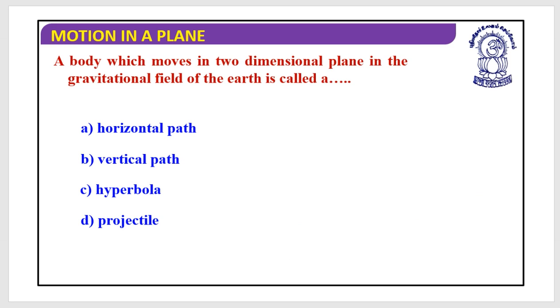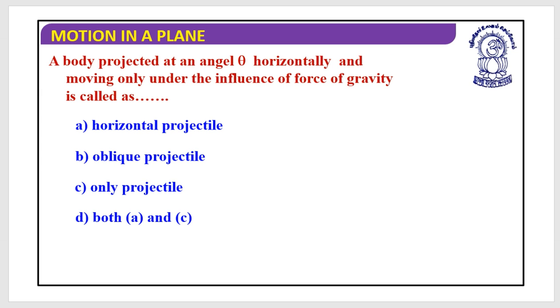Let's look at some of the questions. First, go through this. It says a body which moves in a two-dimensional plane in the gravitational field of the earth is called what? Horizontal path, vertical path, hyperbola, projectile. These are not the case. It is the case of projectile that we know, if it is moving in a two-dimensional plane in the gravitational field of the earth. Great. Let's move to the next.